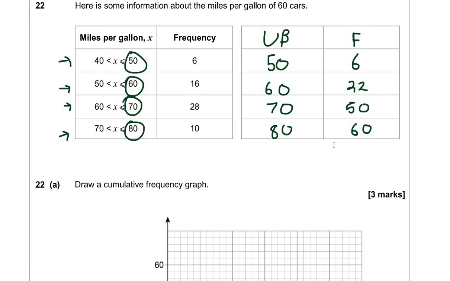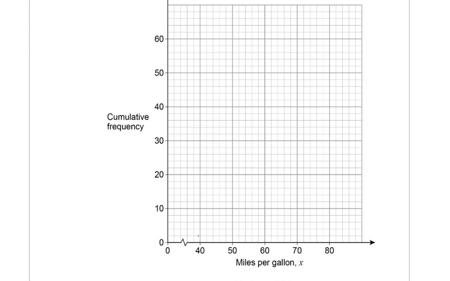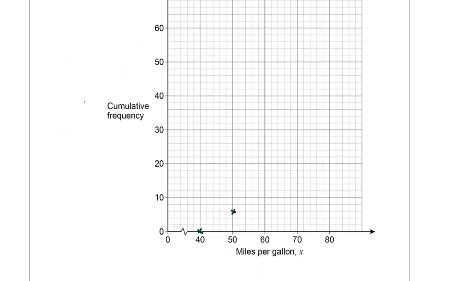Excellent. So to draw this graph, well, we know that at 40 miles per gallon, there was 0. At 50, there was 6. Now these go up in 2s. Right, at 60 was 22. So that's here. At 70 was 50, so quite a sharp increase there. And at 80 was 60. Right, so now just try and connect up these points with a nice smooth curve.